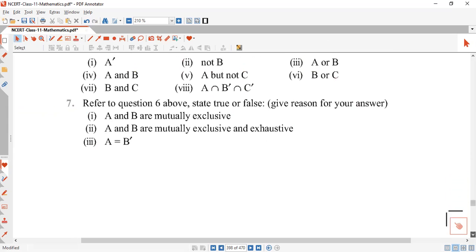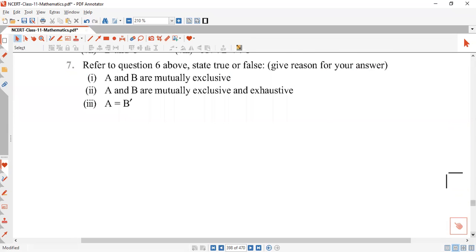See, in these questions, what we want to say is that first, events A and B are mutually exclusive means A intersection B must be equal to phi. Then they are mutually exclusive. Second, A and B are mutually exclusive and adjustive.